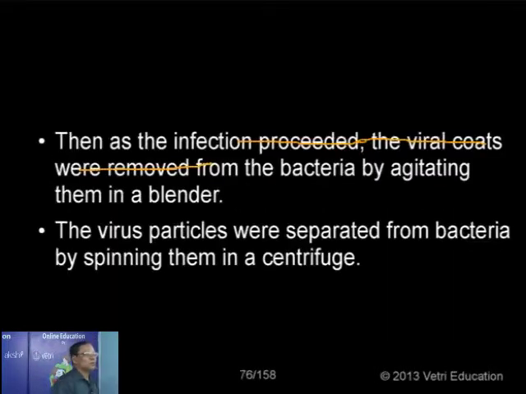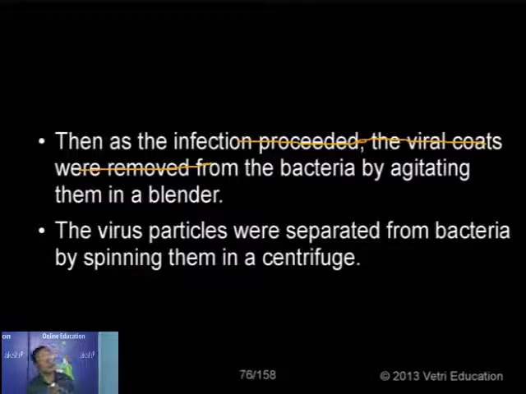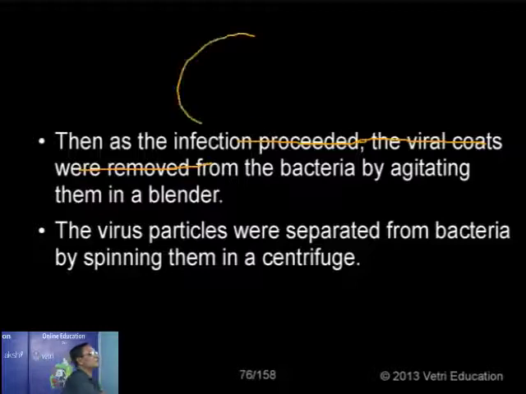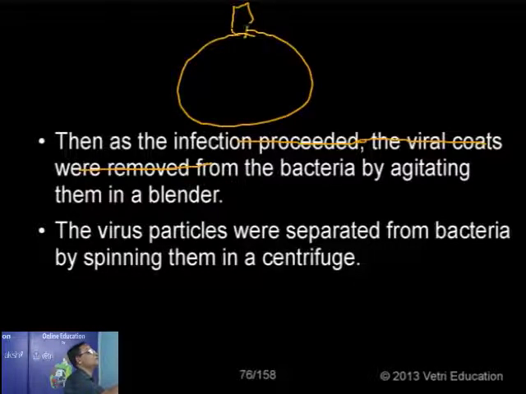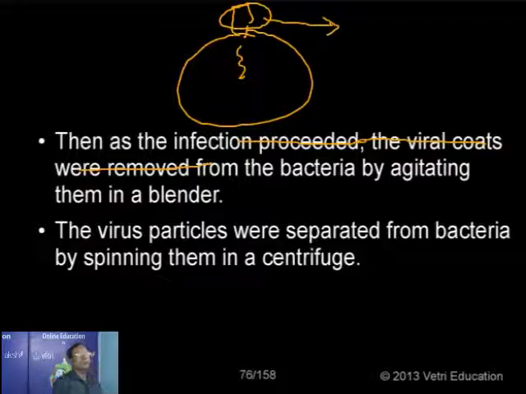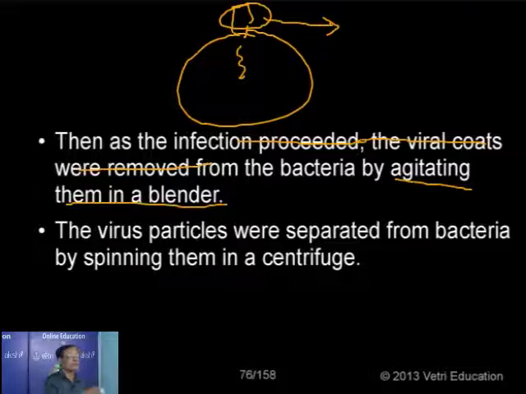So now the infection proceeds. While the infection proceeds, they were able to remove the protein coat by means of agitating them in a blender. How were they able to isolate the protein coat from the bacteria? You see, this is the bacteria, and now we have the bacteriophage attached to it, and this is the protein coat. So only the DNA enters here, and the protein coat is left outside. That protein coat is normally removed from the bacterial surface by one process, by agitating them in a blender. That is a method by which.